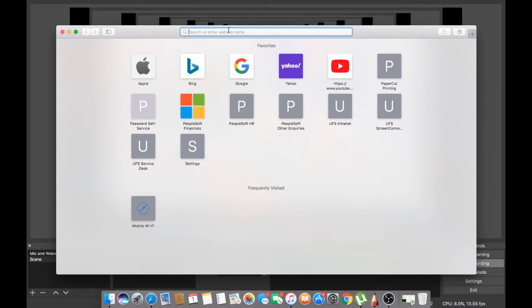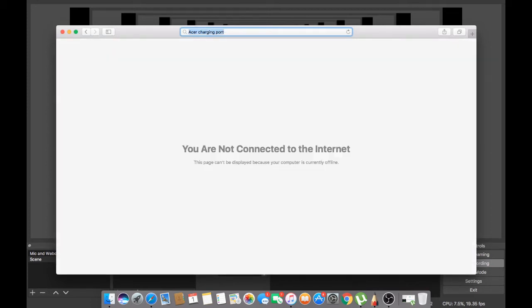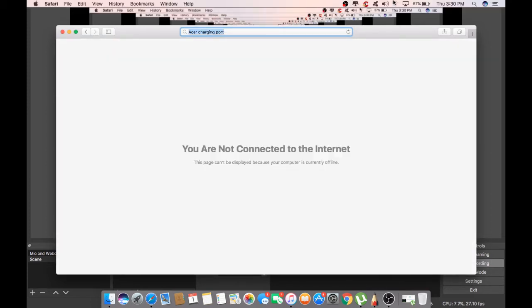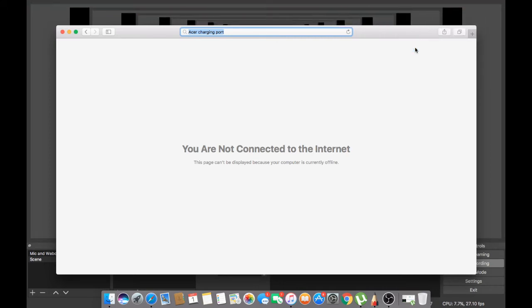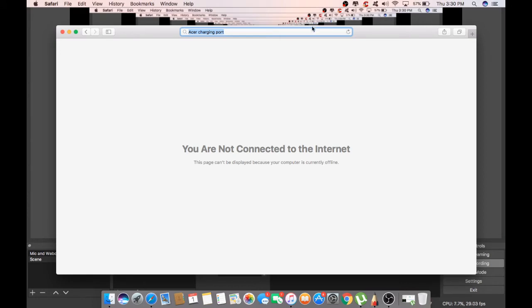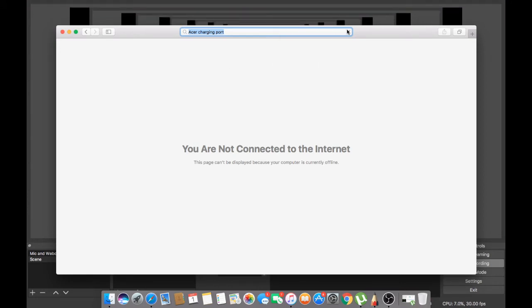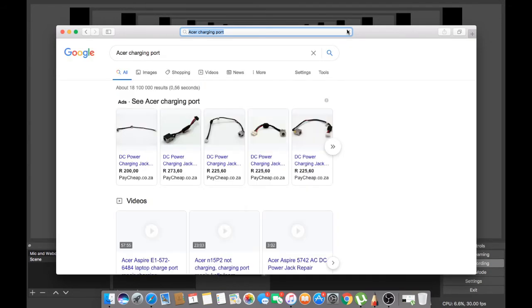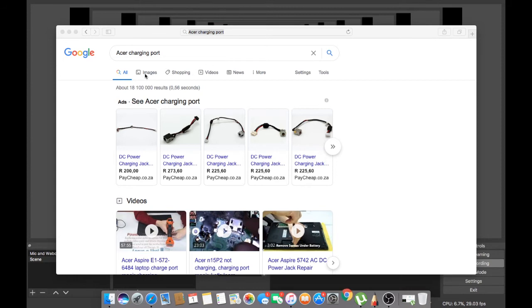Okay, let's say ASA charging port. Sorry about that, I'm not connected online. Let me go online and be connected. Okay, I'm now connected. Let's go to images.